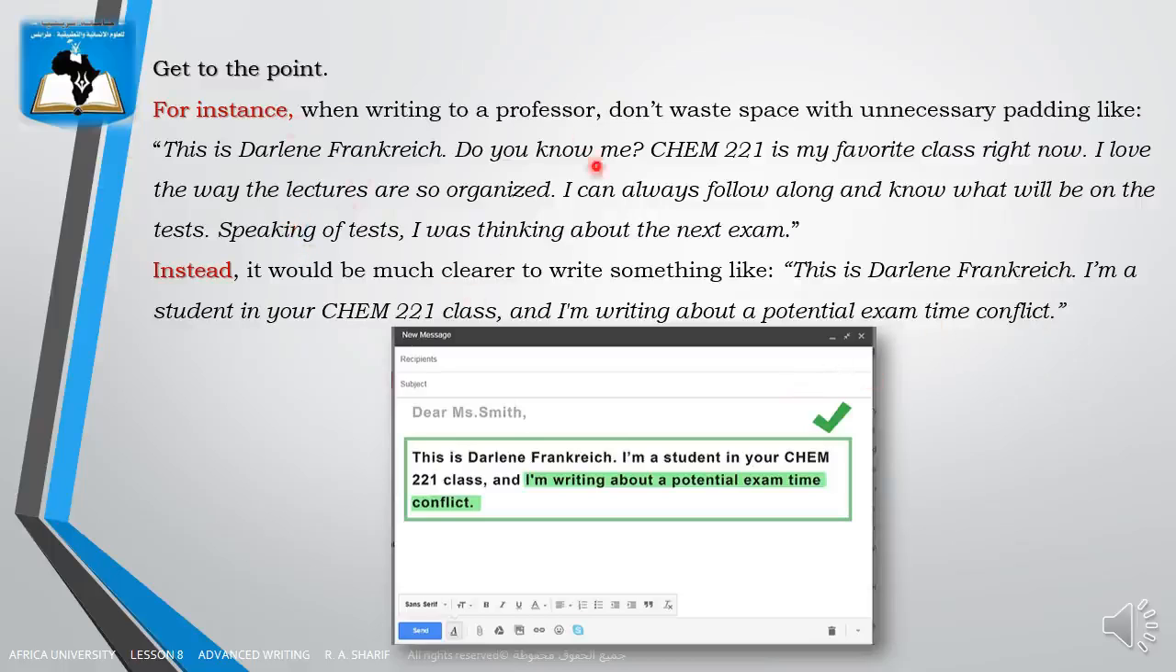Just be brief, okay? You don't need to write the whole thing, because you are emailing a professor, someone in a formal position. Someone you don't know, it's not your friend, it's a professor or a teacher for you, so you need to be polite and specific and brief, okay? This is an example of the body of the email. So, "I'm writing about a potential exam time conflict." This is the right or correct format, okay?